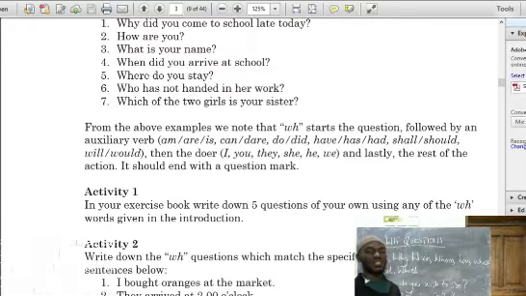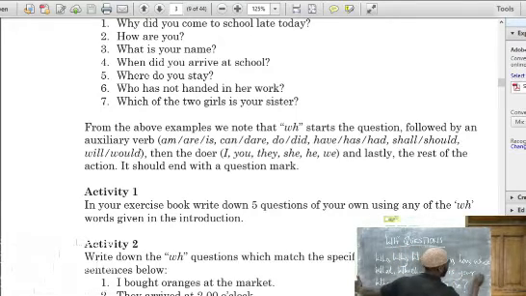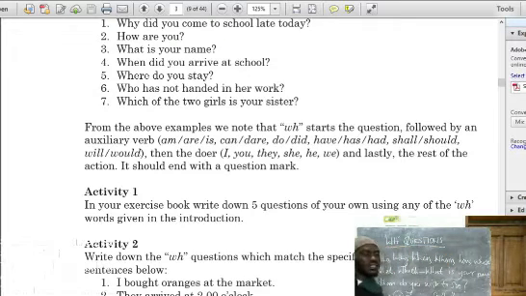Look at question two and three. Let us begin with three. What is your name? You see? What is your name? So you can see that. What is your name? We have an auxiliary verb here.